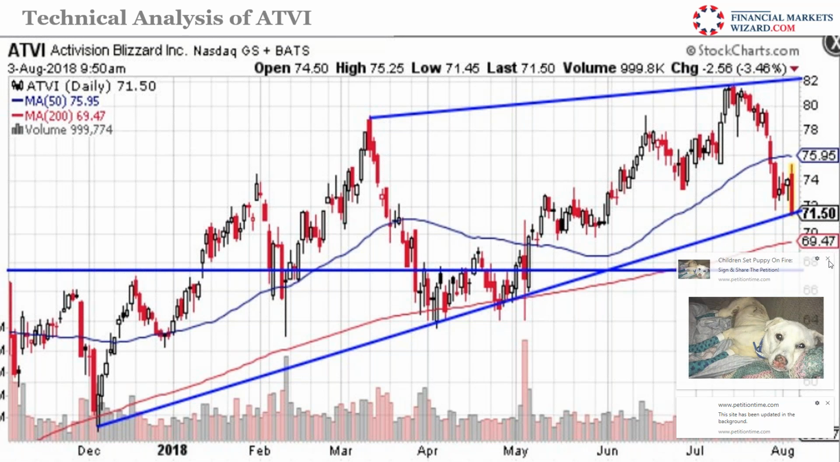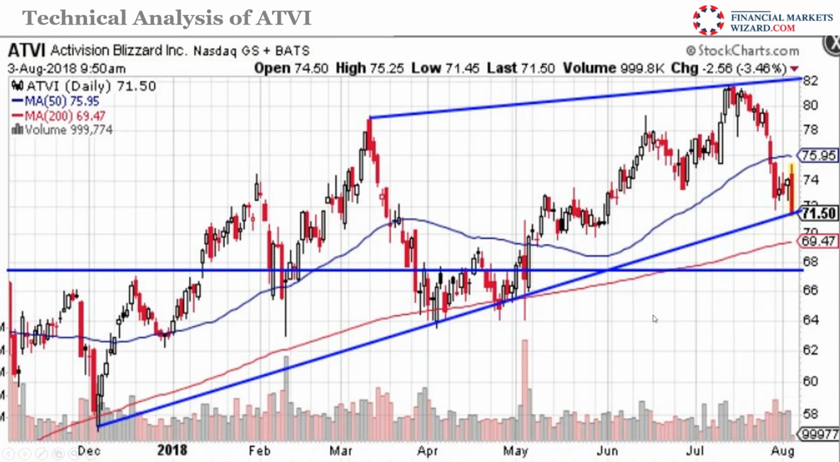Oh man, they are putting puppies on fire.